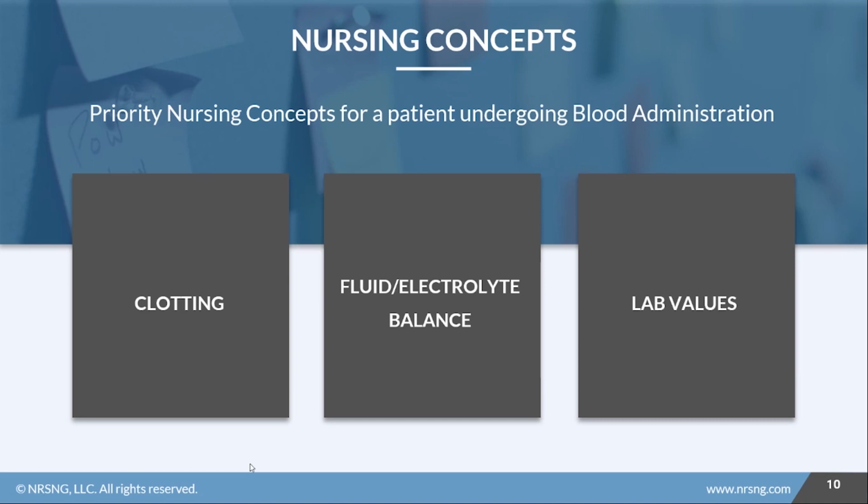Next, the fluid and electrolyte balance. Not only are we monitoring for hypovolemia, we can also fluid overload our patients if we give them too many successive transfusions, so they might need a diuretic. And then finally, lab values. Make sure you set aside some time to learn the normal ranges in a complete blood count so you can better understand the thresholds for transfusion of all of our different types of blood products.